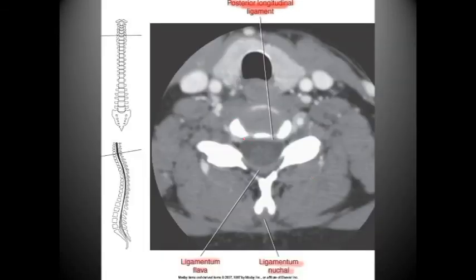Here we have the posterior longitudinal ligament. We really can't demonstrate the anterior longitudinal ligament unless this is it. Then we have ligamentum flava, which is on the posterior portion of the arch. And then on spinous processes, we have the ligamentum nuchae, or nuchal. Also on this image, we have the internal jugular, common carotid, thyroid, trachea, esophagus.